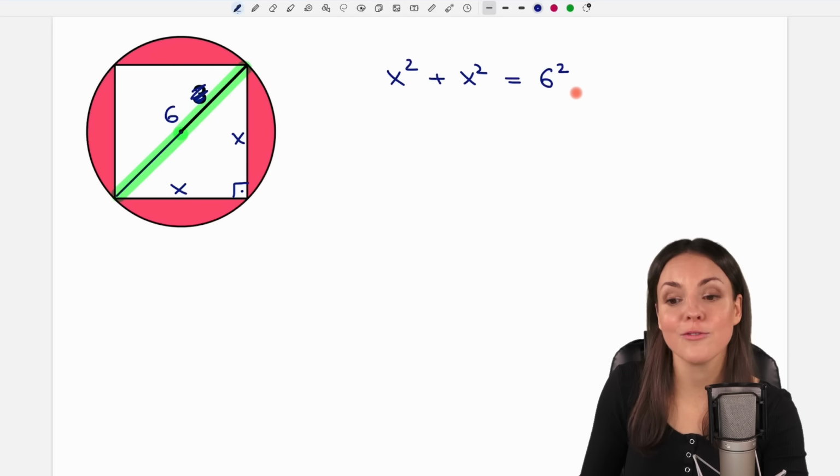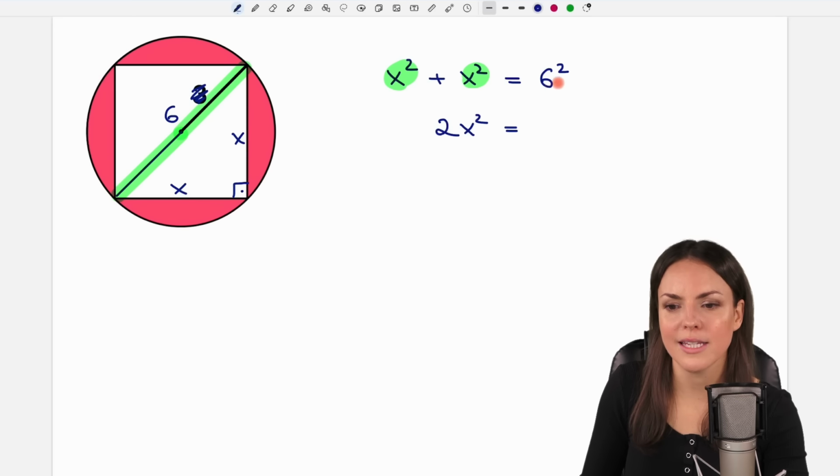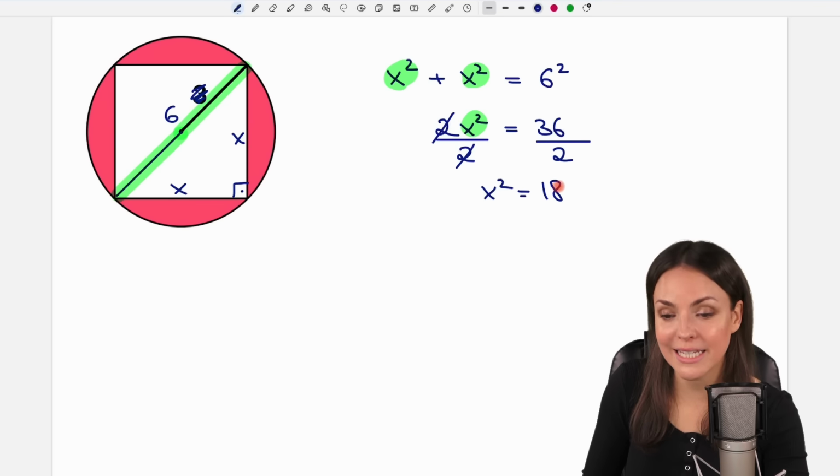We want to solve this for x. On the left side, we have x squared plus x squared, which equals 2x squared. And on the other side, 6 squared, 6 times 6 equals 36. Now to solve for x, we divide both sides by 2 to get rid of this 2 here. This cancels out and only x squared is left. And here we have 36 divided by 2 equals 18.